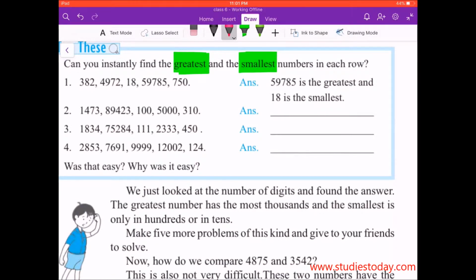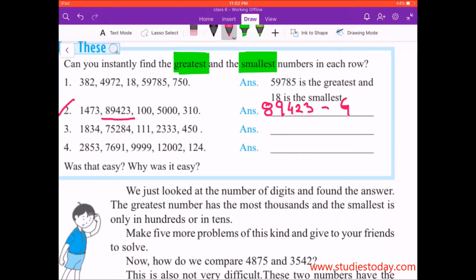Okay, we take up the second question. In this, if I notice, then out of these 5 numbers which are given, 89,423 is the only 5-digit number. Rest all have lesser number of digits. So 89,423 is the greatest number out of the given numbers.